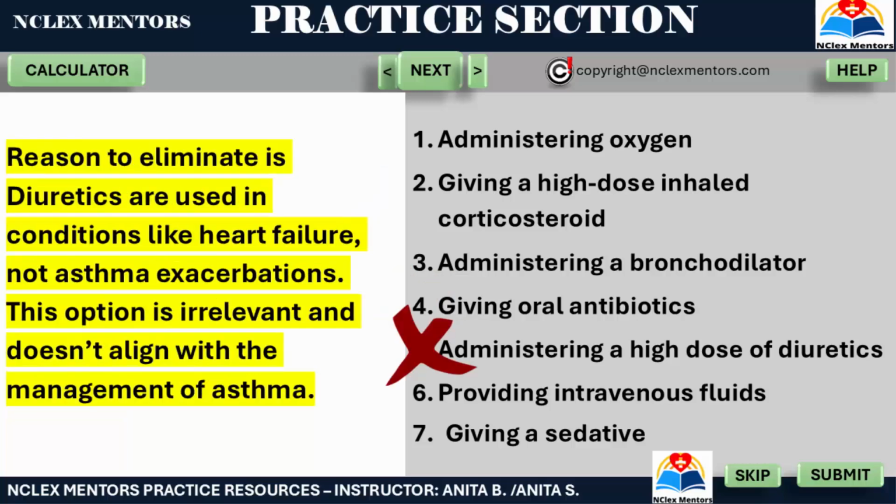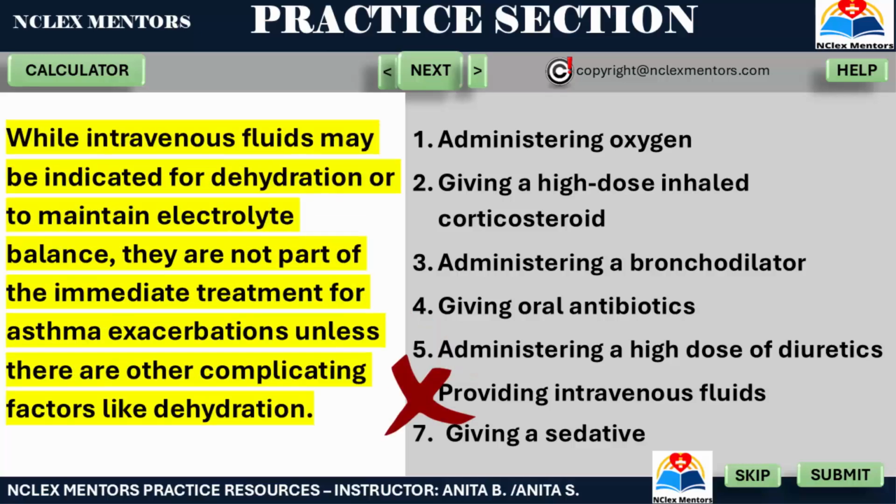Option number 5. Administering a high dose of diuretics is incorrect. Reason to eliminate is diuretics are used in conditions like heart failure, not asthma exacerbations. This option is irrelevant and doesn't align with the management of asthma. This treatment is not appropriate for an asthma exacerbation. It's used for fluid overload, not bronchoconstriction.